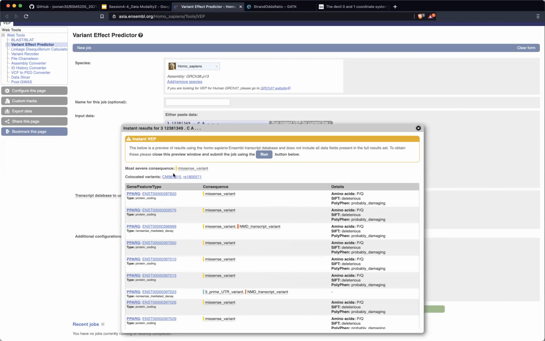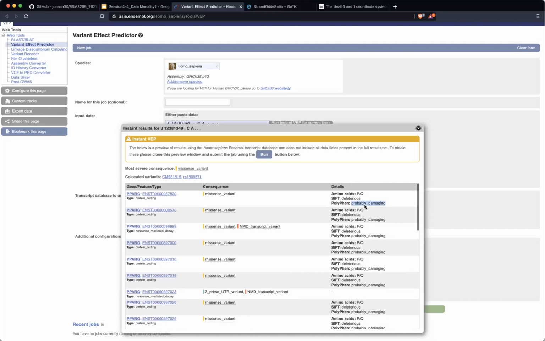So this variant is in the PPARG gene, and this is a mutation called a missense variant. So this is changing the protein sequence. And there are a few predictions for whether this mutation is very bad for your health or not. This algorithm shows you that this mutation looks deleterious, so something bad, or probably damaging.